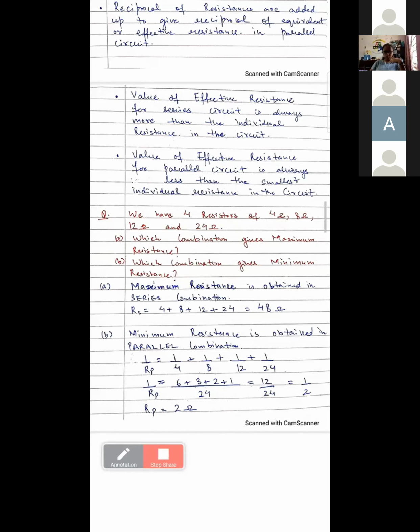So this thing is clear. Series combination, parallel combination, and please remember whenever you are calculating equivalences in parallel, again reciprocate. Don't write 1 by R equals 1 by 2 here. It's 1 by RP is 1 by 2. So RP is 2 ohms. Clear? Okay. Afterwards you ask me.